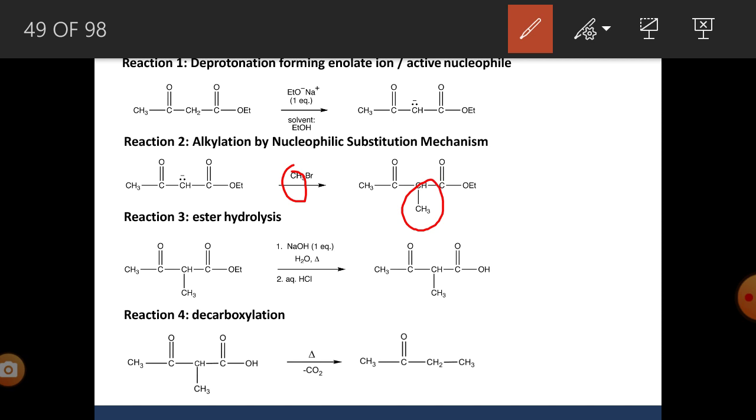After this, there is ester hydrolysis. There is breakdown of the ester bond and it is converted into acid. This acid gets decarboxylated with the removal of CO2 and converts into the corresponding ketone. So all these steps together are named acetoacetic ester synthesis.